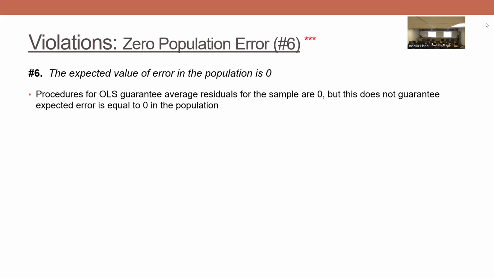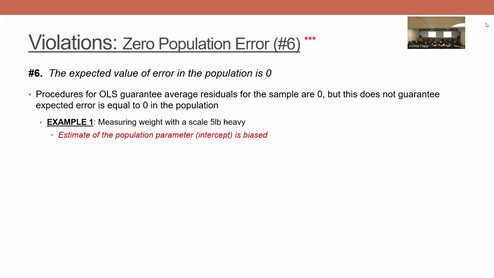Now, if I'm looking at my procedures for OLS, if you run your OLS regression and look at your average error, it will always be zero because math works and that's how the whole thing works. That doesn't mean you have not violated the assumption. What it does mean is that we can't test this in our data set. There's no way to test this. It's an assumption of the model, but there's no way we can test it.